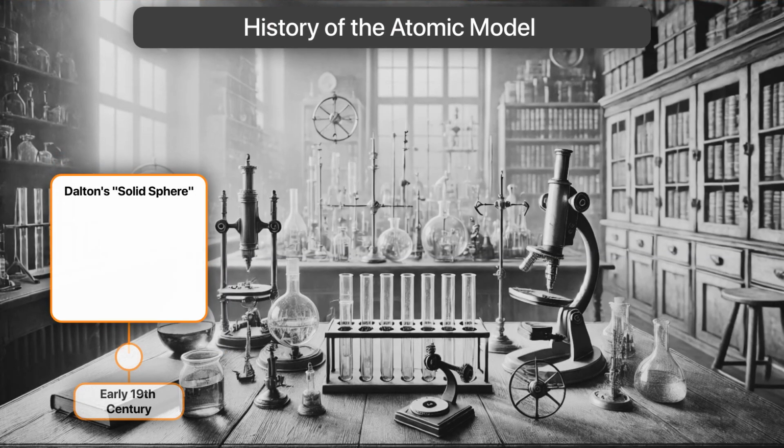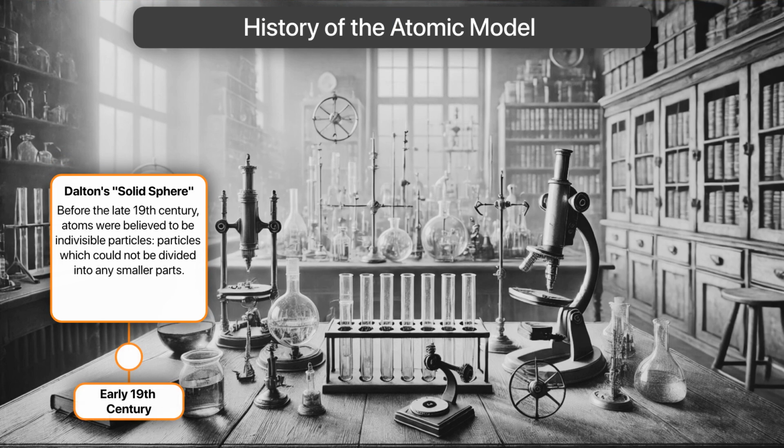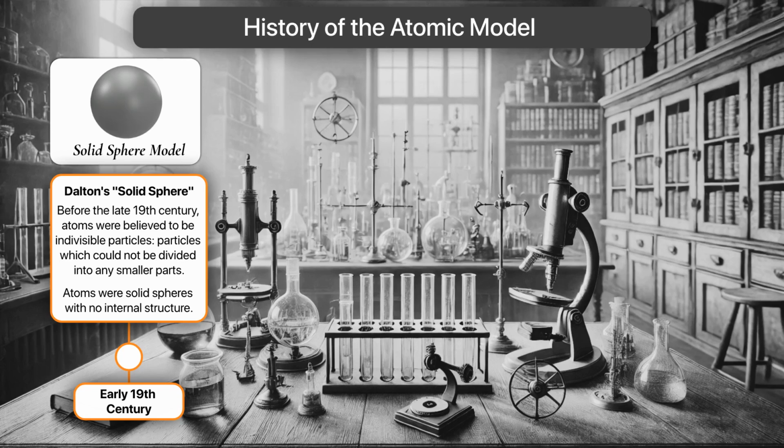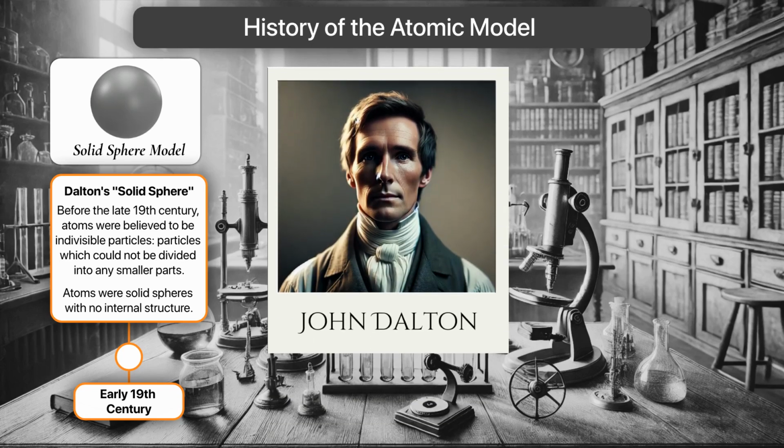Before the late 19th century, scientists believed atoms to be indivisible particles, which means they are unable to be divided into any smaller parts. They also believed that these indivisible particles were essentially tiny solid spheres without any internal structure. This idea was part of the Dalton model for atomic structure, named after John Dalton, who was among the first to describe all matter in terms of atoms.